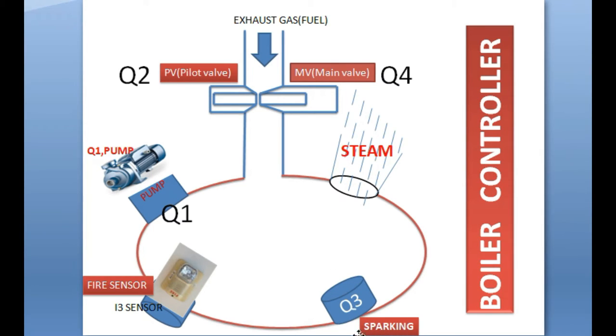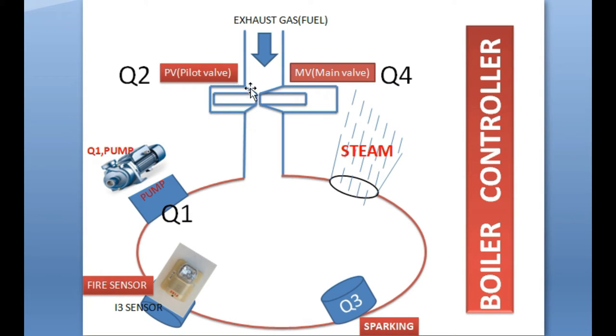So friends, next step: when Q3 is sparking, I3 will be sensed. That means the fire sensor will be sensed. When the fire sensor is sensed, Q2 will be off and the main valve, Q4, will be on. The filler valve is the initial condition for adjusting gas only for firing or sparking. When your system is fully running, the filler valve Q2 will be off and Q4, the main valve, provides the much larger amount of gas or fuel needed for maximum heat of your water level. So friends, this is the main procedure of the boiler controller. I hope you understand the main topics, the characteristics, and the main devices here.